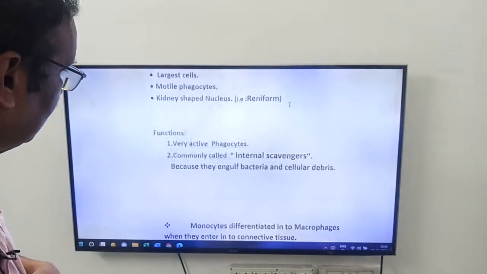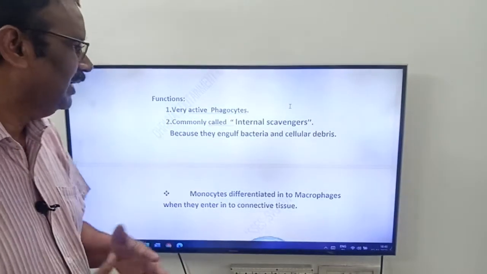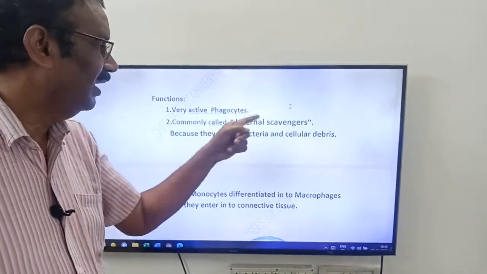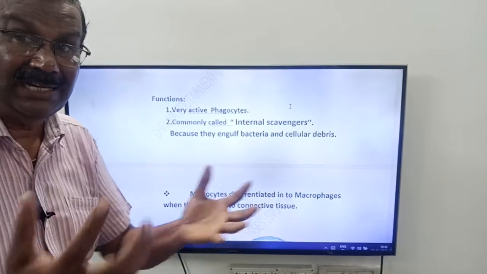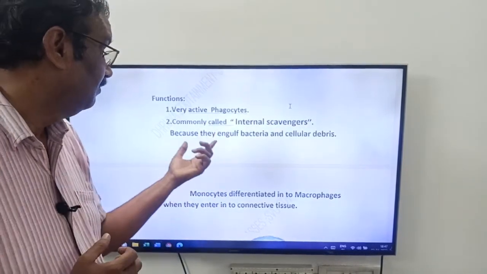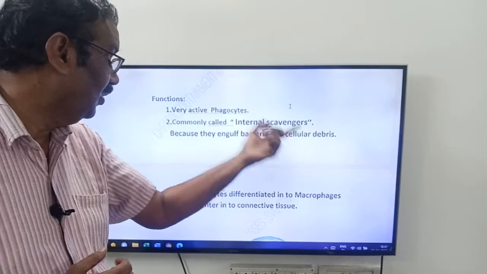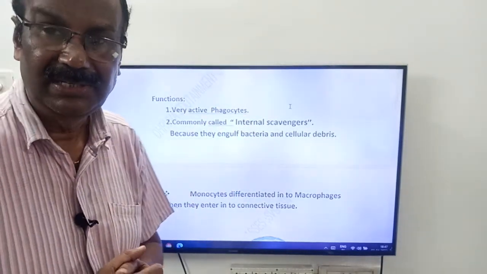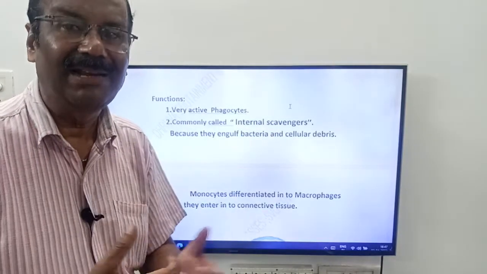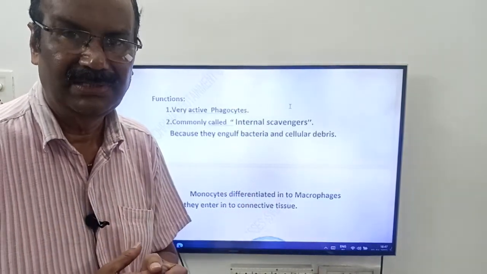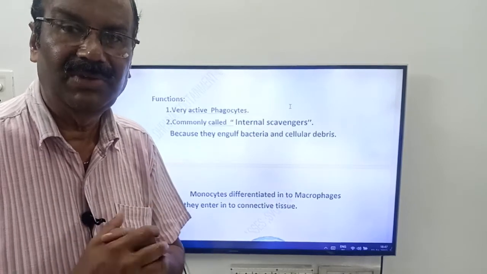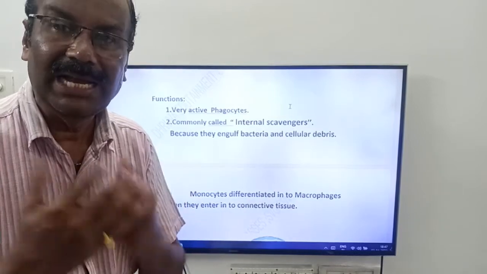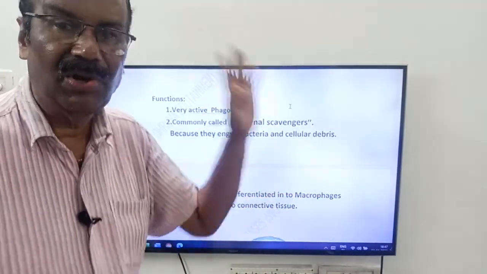Now see function, friends. These are very active phagocytes. They are called internal scavengers, because they engulf bacteria and cellular debris. Why are we calling them internal scavengers? They engulf what? Bacteria and cellular debris of the body. Because of that we are calling them internal scavengers. They clean our body parts by engulfing bacteria and cellular debris.